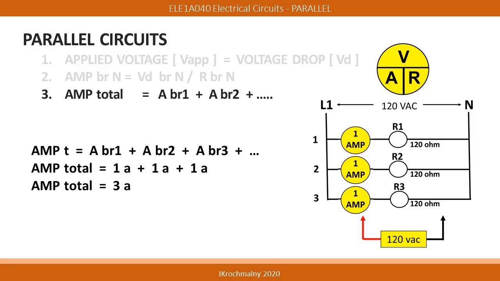The third law of parallel electric circuits states that the total amperage is the sum of the amperages existing in the branches, or amperage total equals the branch 1 amps plus the branch 2 amps plus the branch 3 amps, etc.